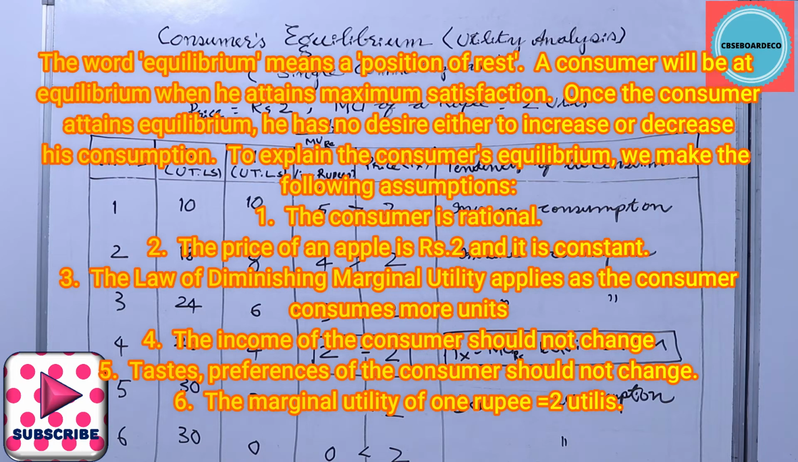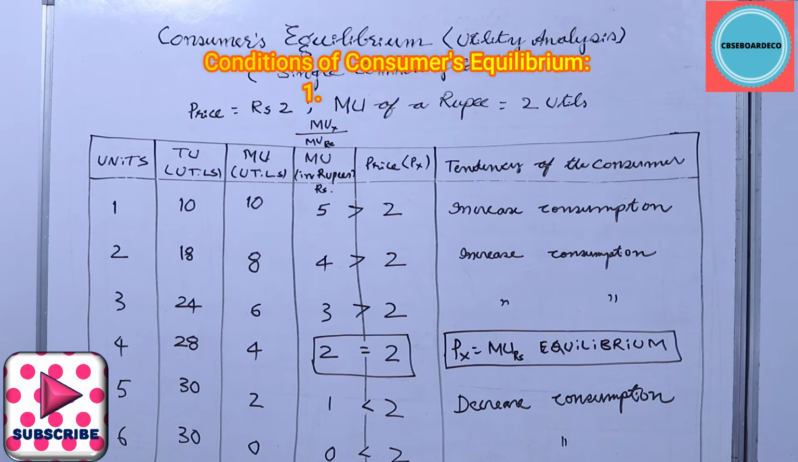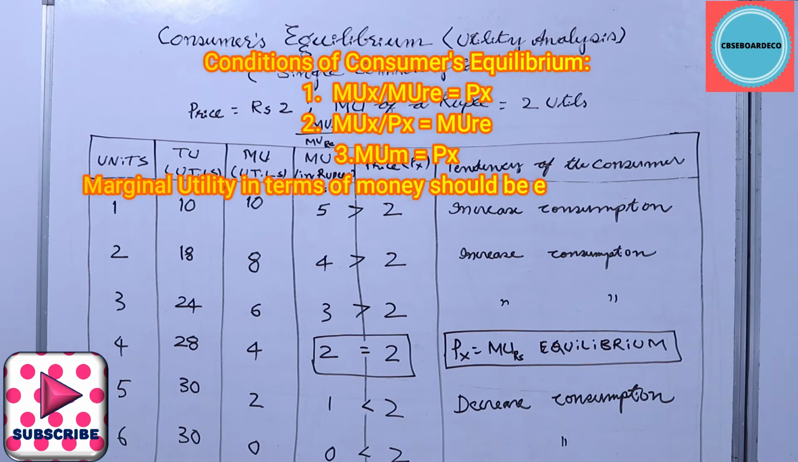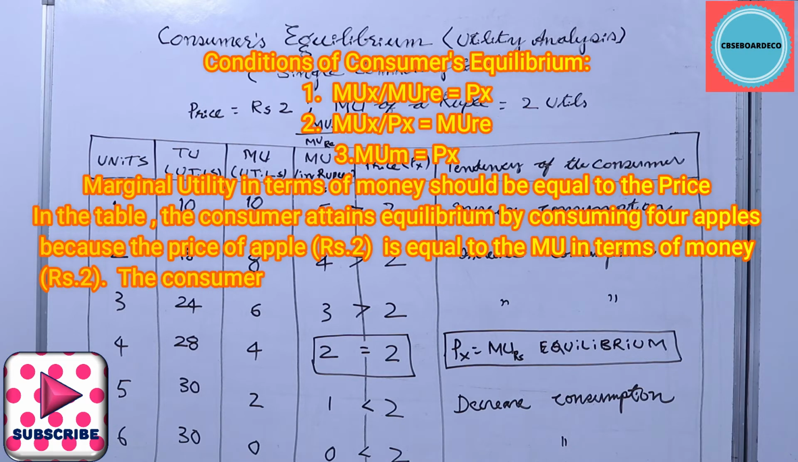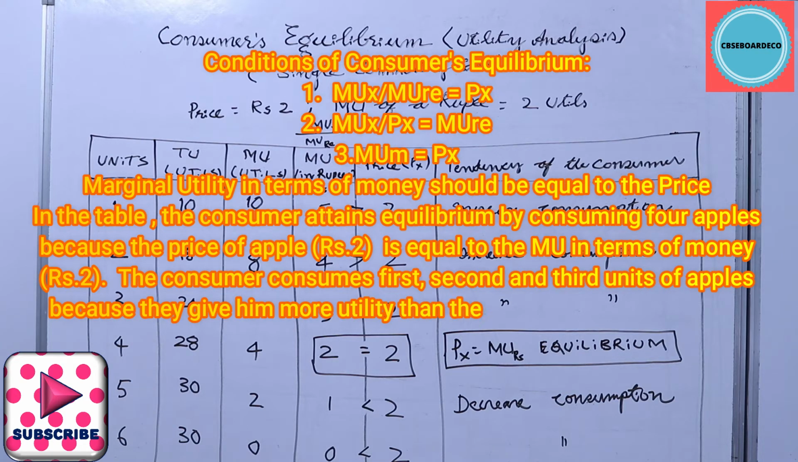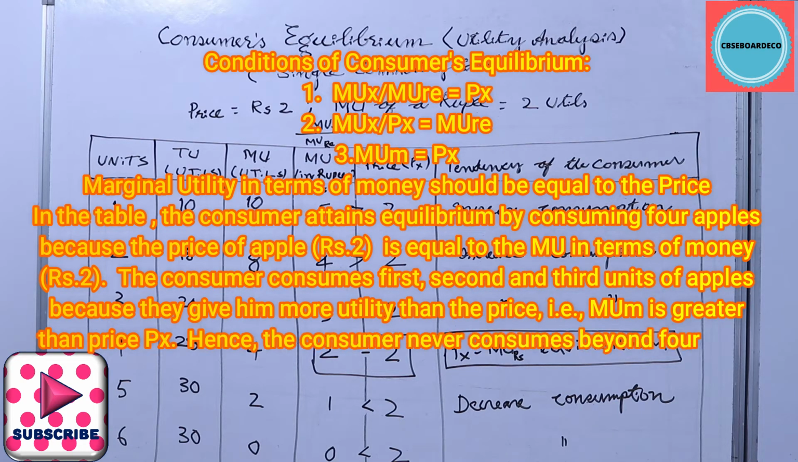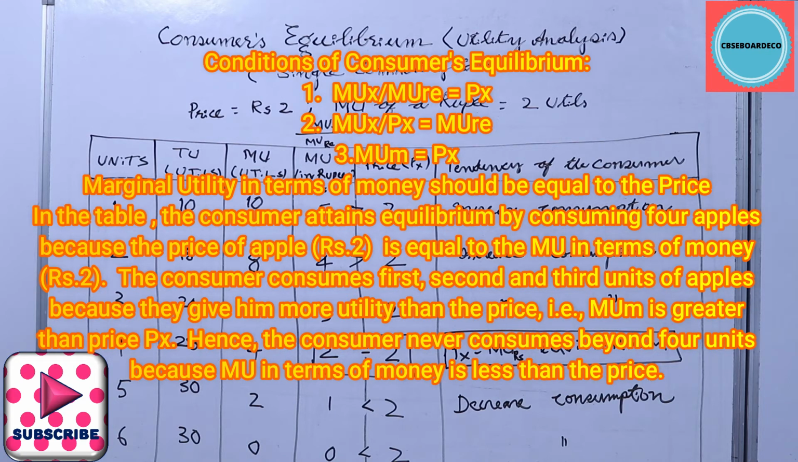Look at this table once again. Units 1, 2, 3, 4, 5, 6, which may be oranges or apples. Look at the TU, which you're already familiar with: 10, 18, 24, 28, 30, 30, 28. It increases gradually because of the law of diminishing marginal utility. Now look at the marginal utility, which is very important here: 10, 8, 6, 4, 2, 0, minus 2. Marginal utility is falling because of the law of diminishing marginal utility. The first unit gave you 10 utils, the second 8, the third 6, the fourth 4, the fifth 2, and the sixth 0. Beyond that, minus 2.